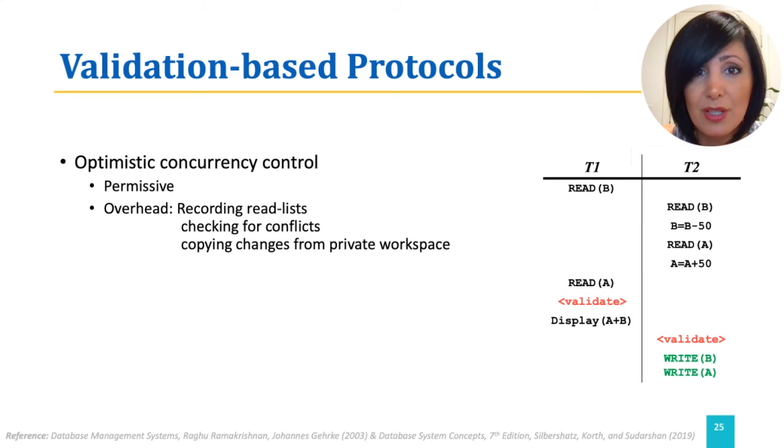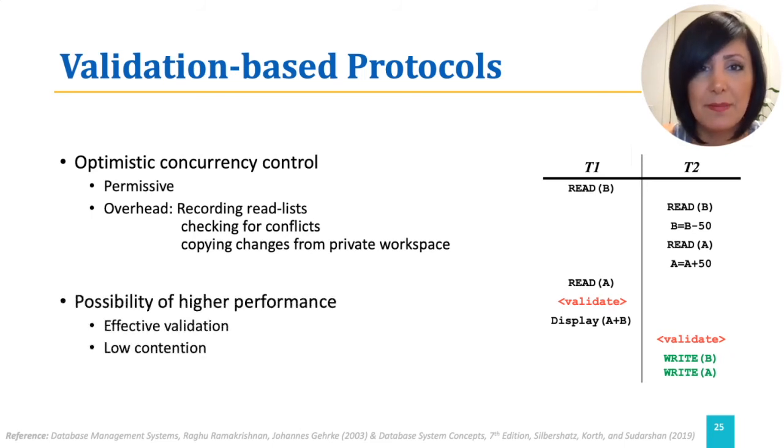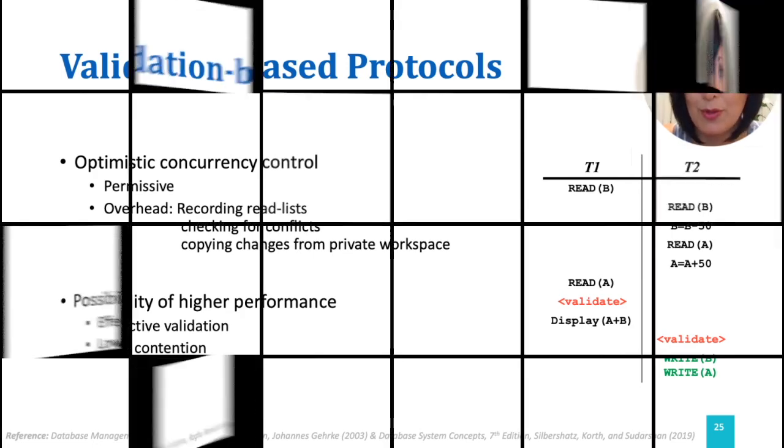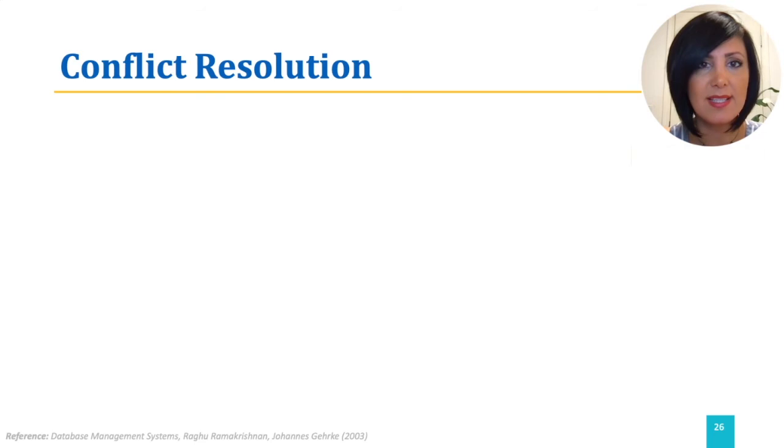Taking the optimistic approach, it adds considerably lower overhead, which involves recording read lists, checking for conflicts, and transferring the written objects from the private workspace to the database at the write. This way, it has the possibility of higher performance compared to other schemes, especially if the validation is implemented effectively and the system has low contention, so that our optimistic assumption is helpful. Using the 3 validation conditions we discussed, the performance of this scheme could still be low, as the scheme is overly conservative. Using these rules can actually cause unnecessary aborts and restarts.